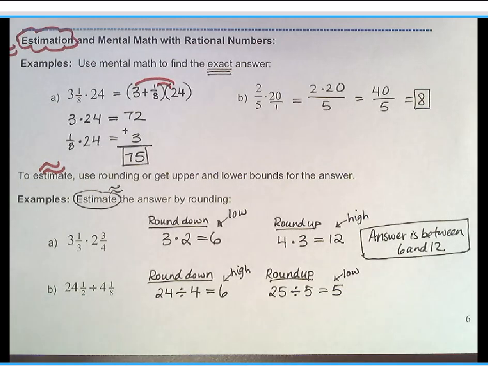I don't want you to think too hard about that and have it break your brain. Just know when you get the two numbers, the high and the low might be opposite of what you thought they were going to be when you actually do the math.